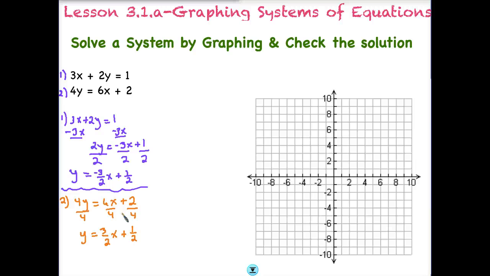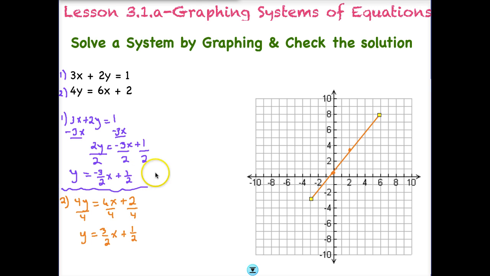So let's see what happens when we graph this. Let's go ahead and graph the second equation. Our y-intercept is at 1/2, so that's about right here. And then our rise is 3 and our run is 2. So let's go up 1, 2, 3, and over 2 and make a point. Now if we go ahead and draw our line, okay, now we have our line.